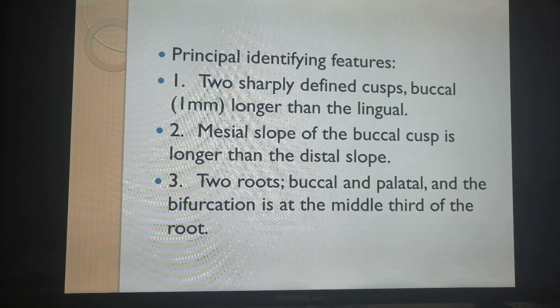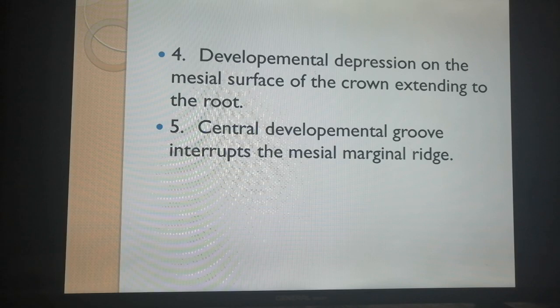Principal identifying features. Number 1, 2 sharply defined cusps, buccal 1 mm longer than the lingual. Number 2, mesial slope of the buccal cusp is longer than the distal slope. Number 3, 2 roots, buccal and palatal, and the bifurcation is at the middle third of the root. Number 4, developmental depression on the mesial surface of the crown extending to the root. Number 5, central developmental groove interrupts the mesial marginal ridge.